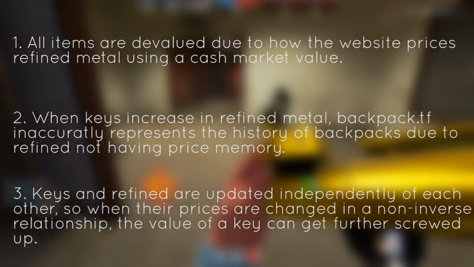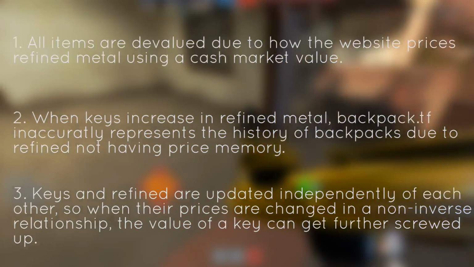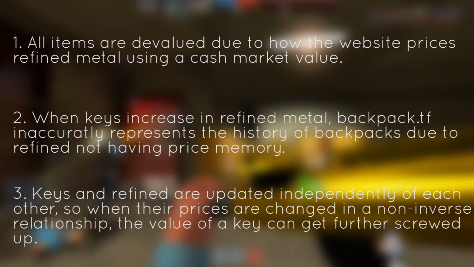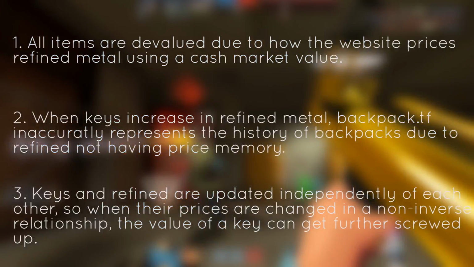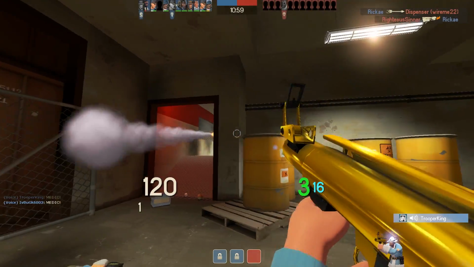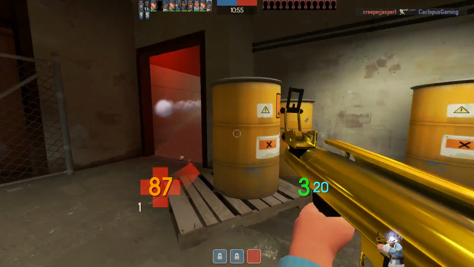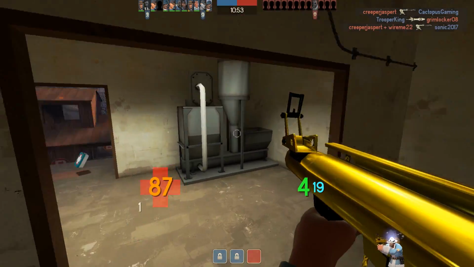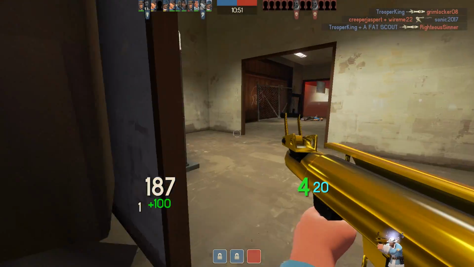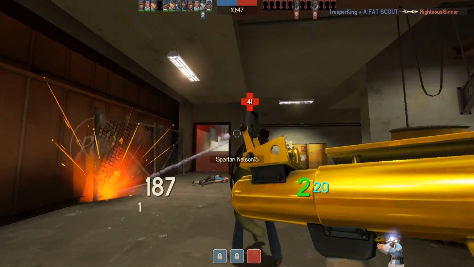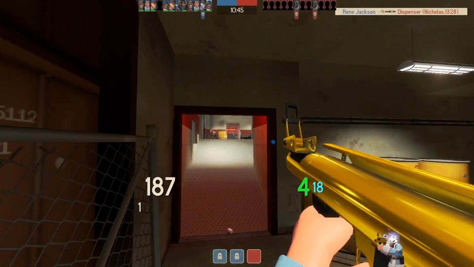Number 3, since the price of all items are based on the key to refined ratio, when keys and refined are changed in a non-inverse relationship, the value of a key can get incredibly screwed up. When all of these are put together, it's no wonder that people get confused about what's actually going on with keys and refined. Backpack.tf is not only inaccurately representing the value of backpacks so that they are artificially low, but it also makes it look like keys are somehow increasing and decreasing in monetary value.